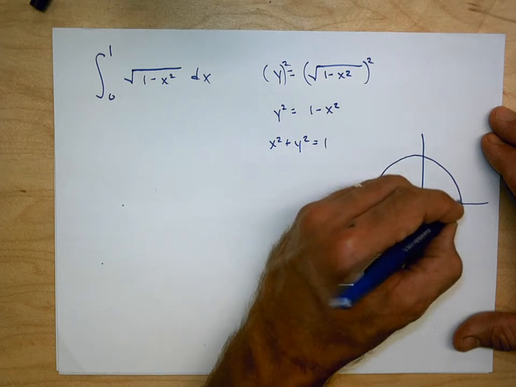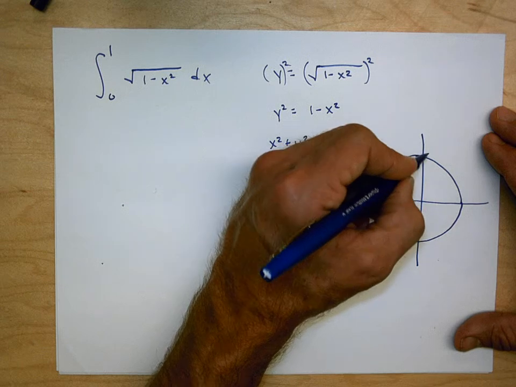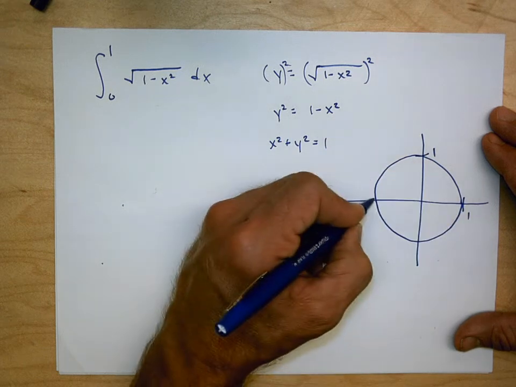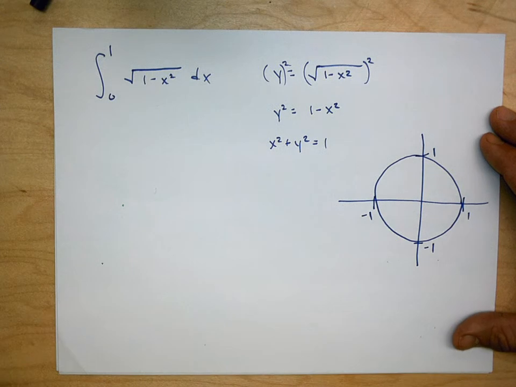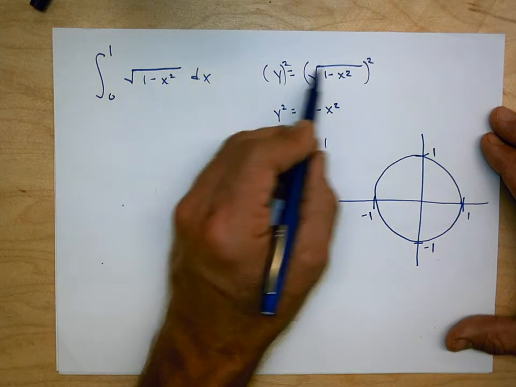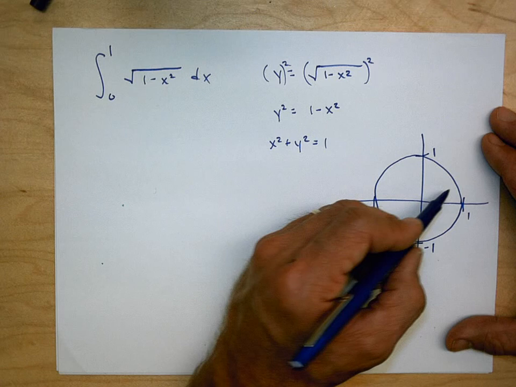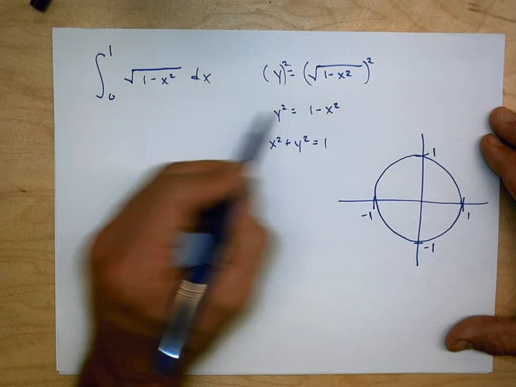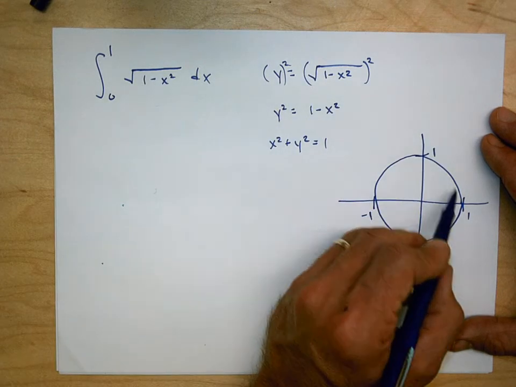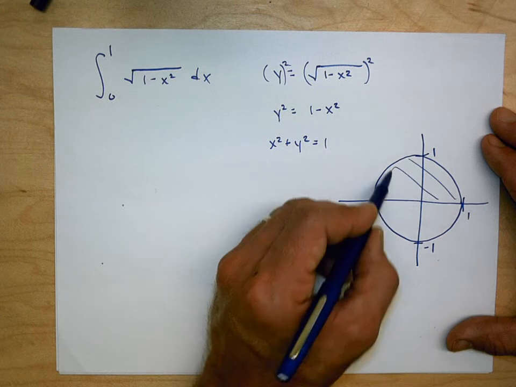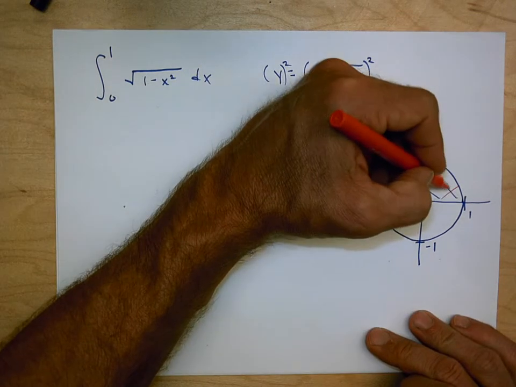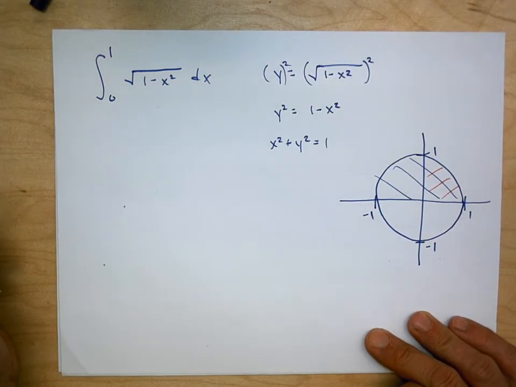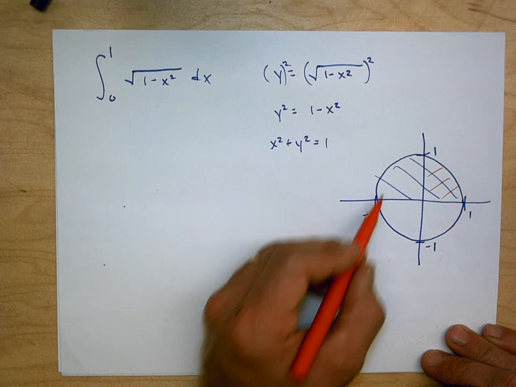Not very circular, but just bear with me. So that's 1, 1, negative 1, and negative 1. But when you take the square root, that's only the positive half. So this represents a semicircle, which is this part up here. And then from 0 to 1, we're just looking at this part of the semicircle right there.